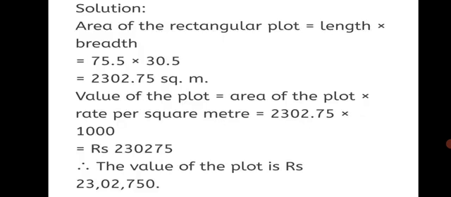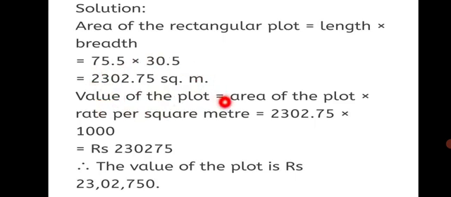So solution, area of the rectangular plot is equal to length into breadth. Since it's a rectangle, we write the formula for area of rectangle is equal to length into breadth is equal to length is 75.5 meter and breadth is 30.5 meter. It's given 30.5 meter broad. So when you multiply, you get the area of the rectangular plot, which will be 2302.75 square meter.